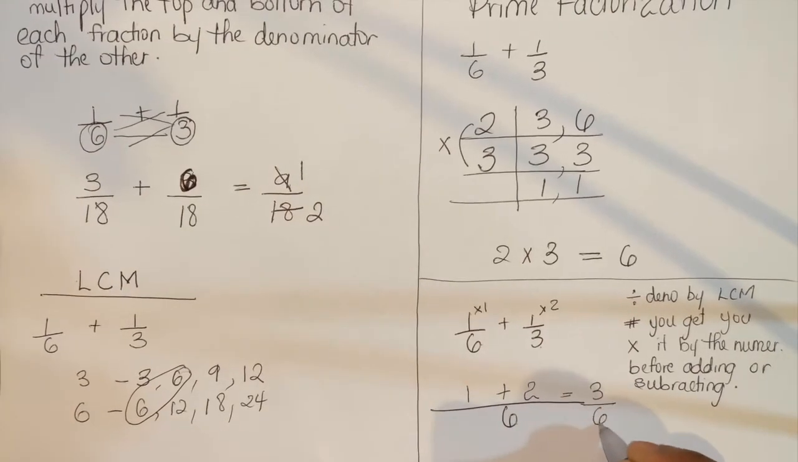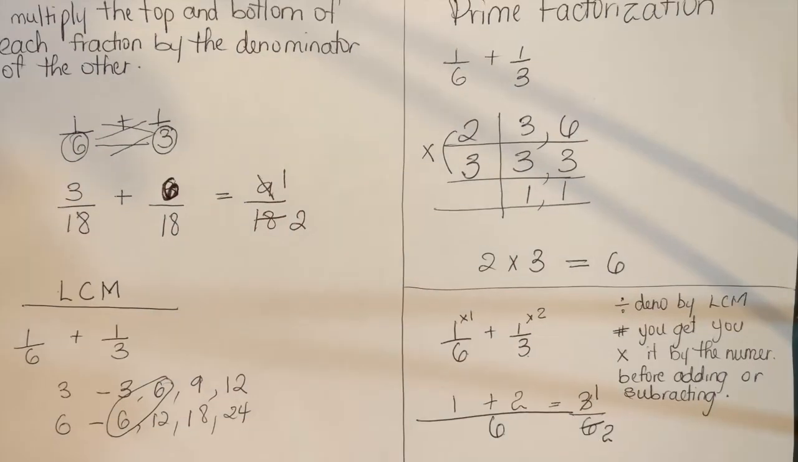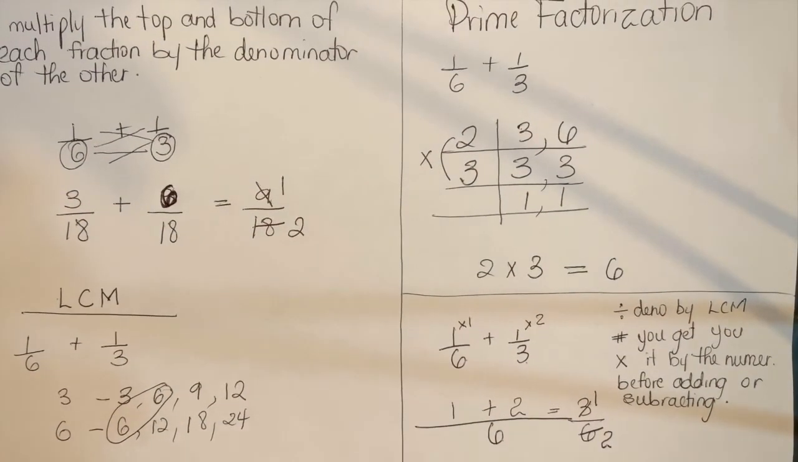And right here it can be simplified. And we're going to divide by the highest factor between the two numbers. So the highest factor between the two numbers is 3. 3 into itself goes 1 time, 3 into 6 goes 2 times, so our answer is 1 over 2.